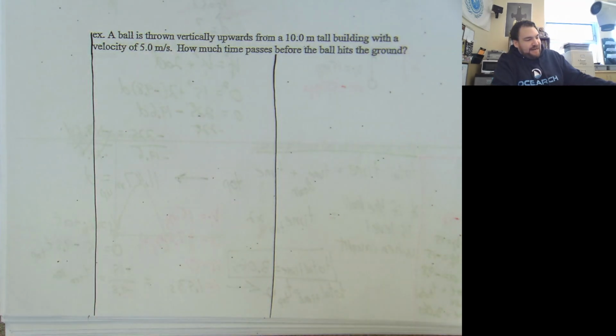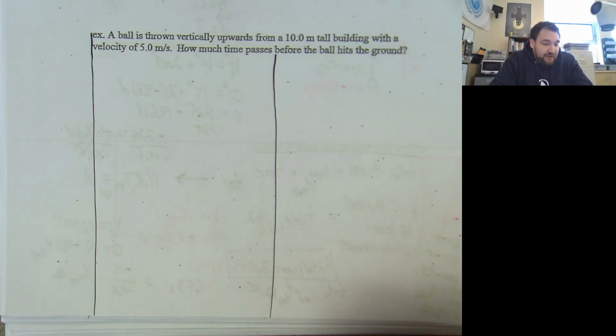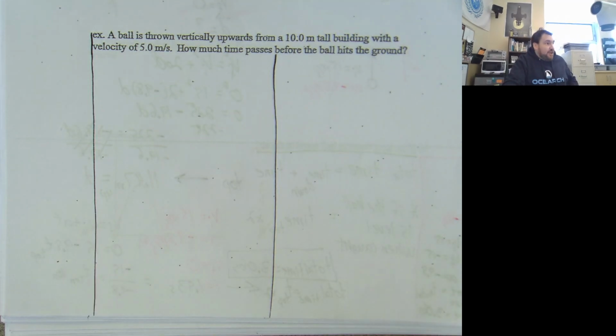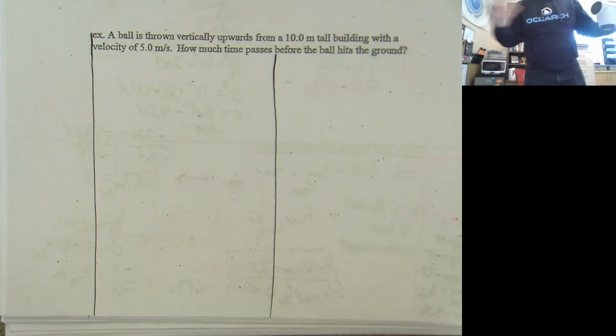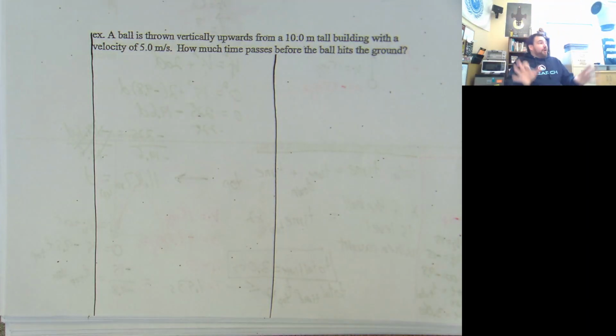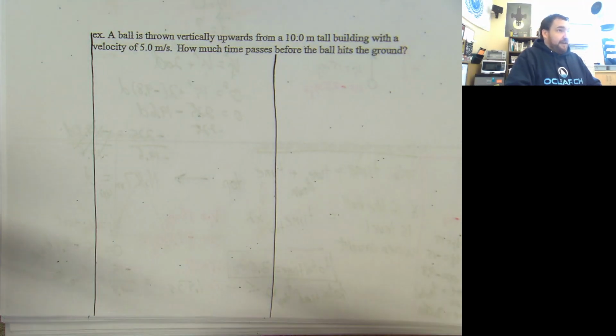So, last example for today, and for before spring break, a ball is thrown vertically upwards from a 10-meter tall building with a velocity of 5 meters per second. How much time passes before the ball hits the ground? So you're standing on the edge of a building. Here I am at the edge of the building, and I huck the thing up. I don't catch it. It passes past me all the way down to the ground below. How long does that take? We could also figure out how fast it goes down, but the hard part of the problem is how long does this whole thing take?